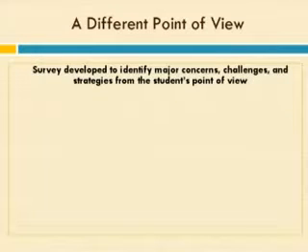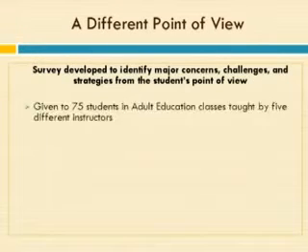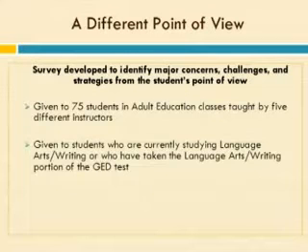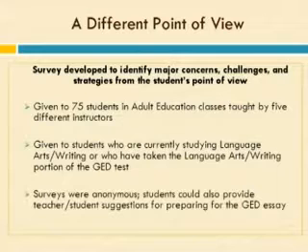Now for some information about the survey that we gave. We gave this survey to 75 students in our adult education program, and these are students who are in 5 different classes. We gave it to students who are both studying to take the test, and also those who have already taken the test. The surveys were anonymous. The students could provide suggestions if they wanted to about how the teachers can better teach the essay, and just in general what their impression of the GED essay is.